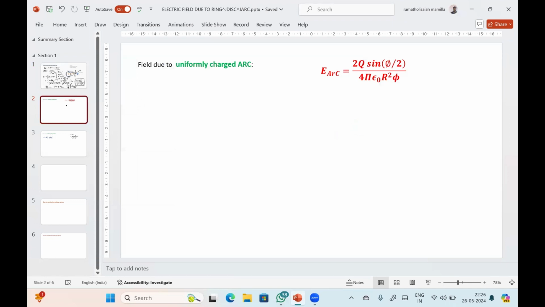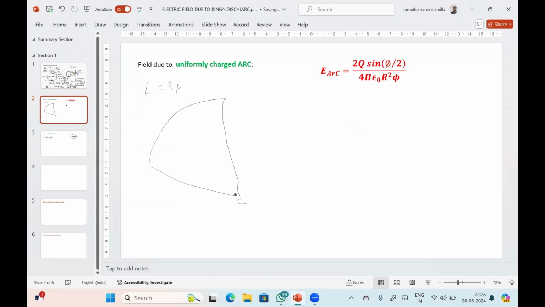Now, from the arc, first of all, consider any arc of length L. The length of the arc is equal to L, so L is equal to R phi, where phi is the angle of the arc at its center. So this is the center of the arc.